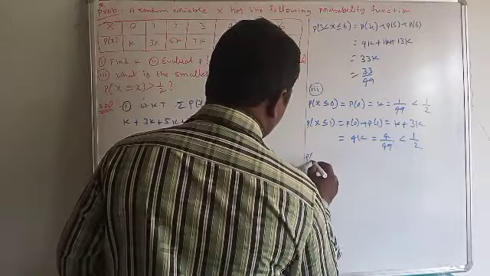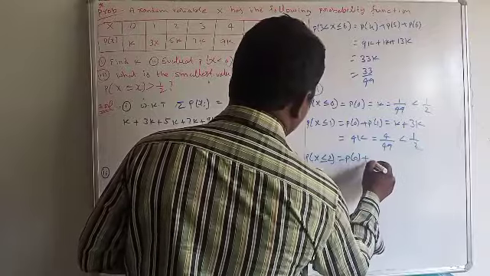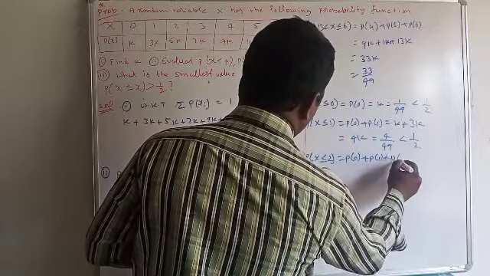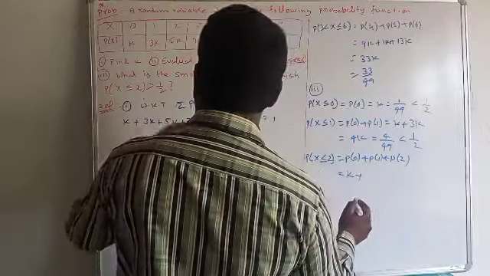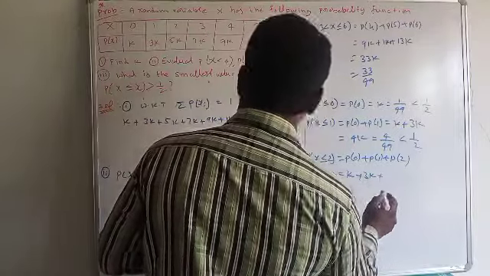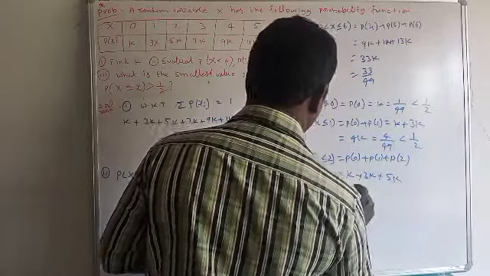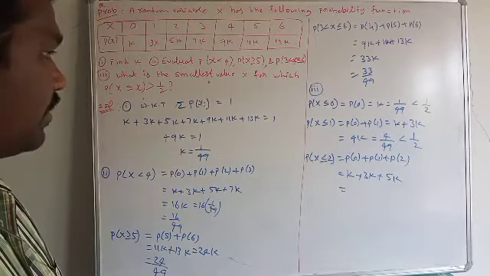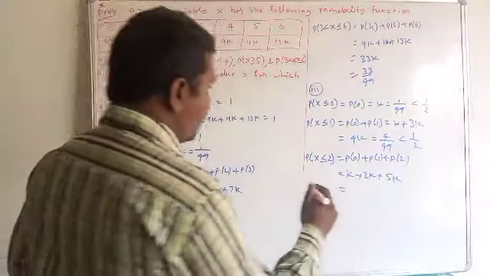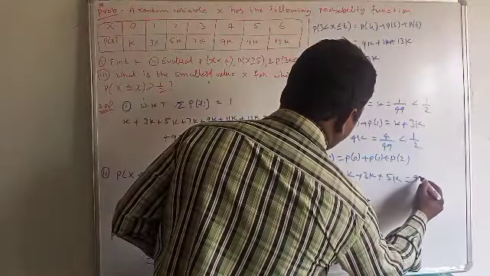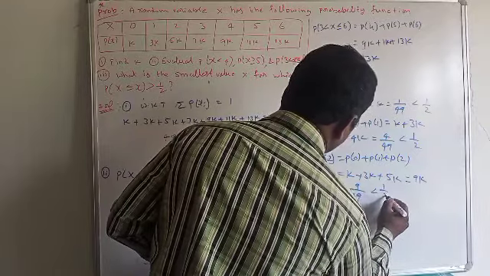Next, the third one, we have to check probability of x is less than or equal to 2. This means probability of 0 plus probability of 1 plus probability of 2. Probability of 0 means k, probability of 1 means 3k, probability of 2 means 5k. Finally, 1 plus 3 is 4, 4 plus 5 is 9k. This is equal to 9k, and this is 9 by 49. Clearly, this is also less than 1 by 2.